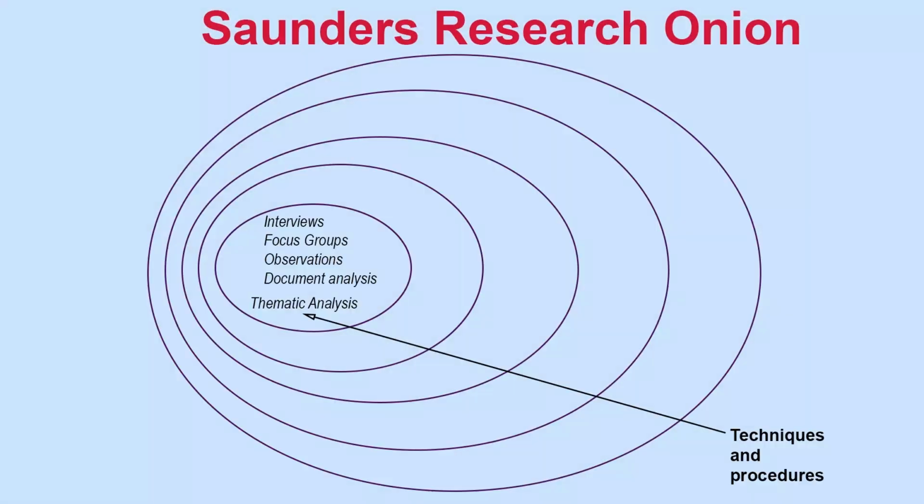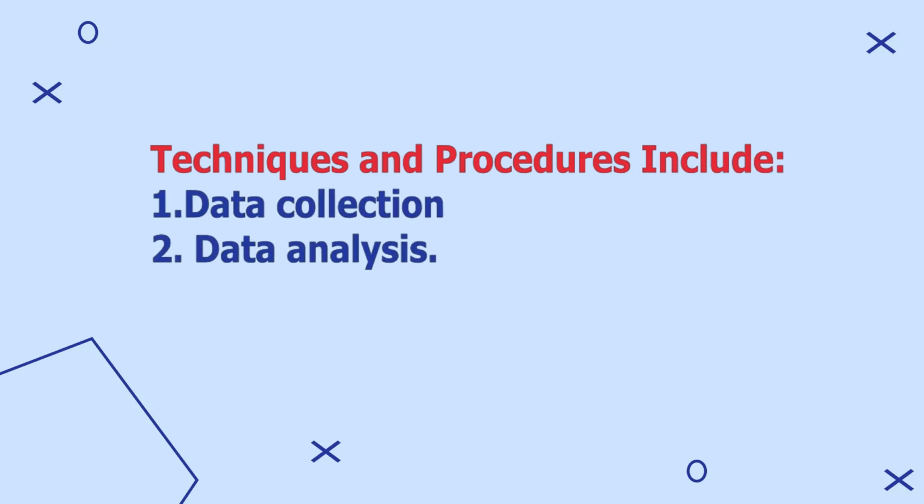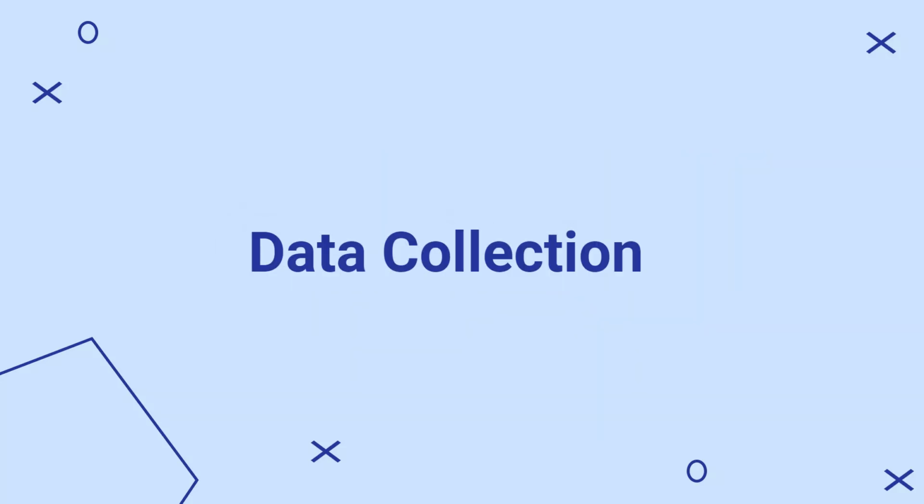Now, let's look at the fifth layer we need to peel when using the Saunders research onion to organize the methodology chapter in our thesis or dissertation. The fifth layer that we consider is techniques and procedures. These include data collection and data analysis. Let's look at first data collection.